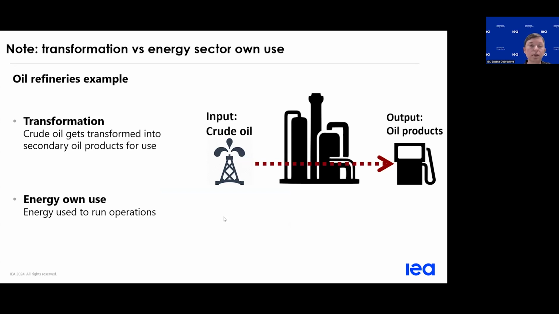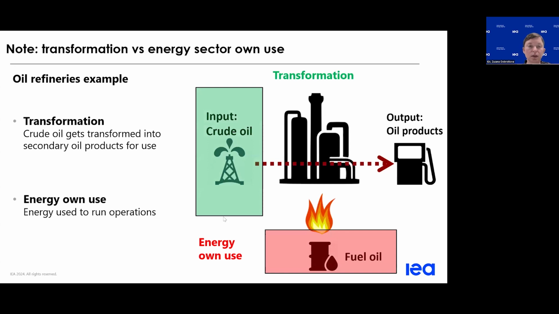So if these needs are satisfied by crude oil itself, they should be separated out and reported as own use of the refinery. Now, of course, it's entirely possible that the refinery is actually, for example, buying electricity from the grid and using that for lighting. But what's important is that the transformation numbers and the own use numbers don't get mixed up. So reporting of energy own use is very important for us.